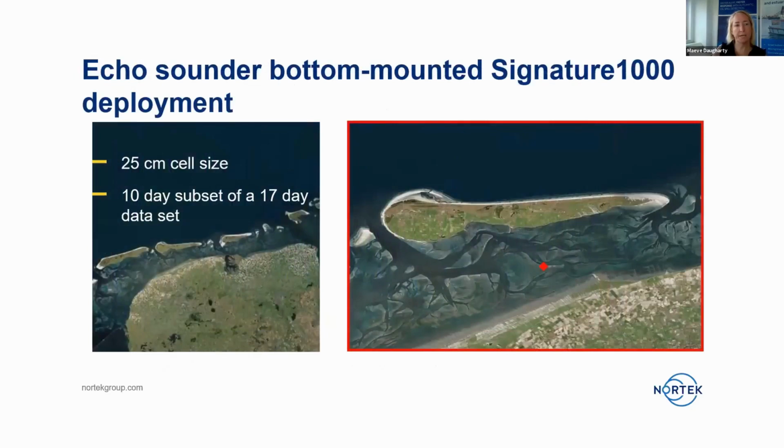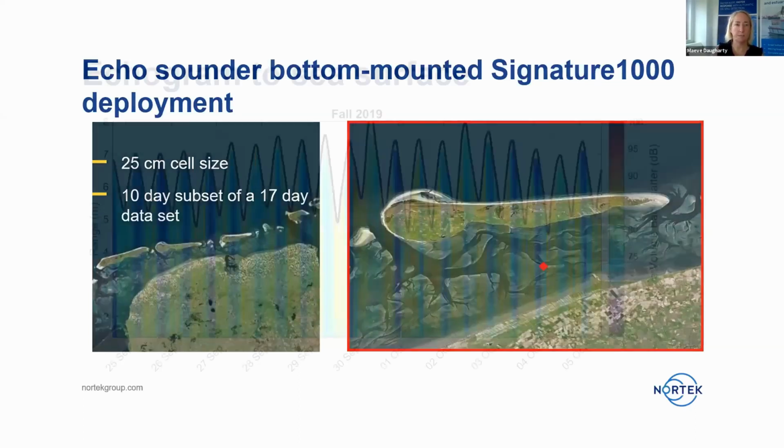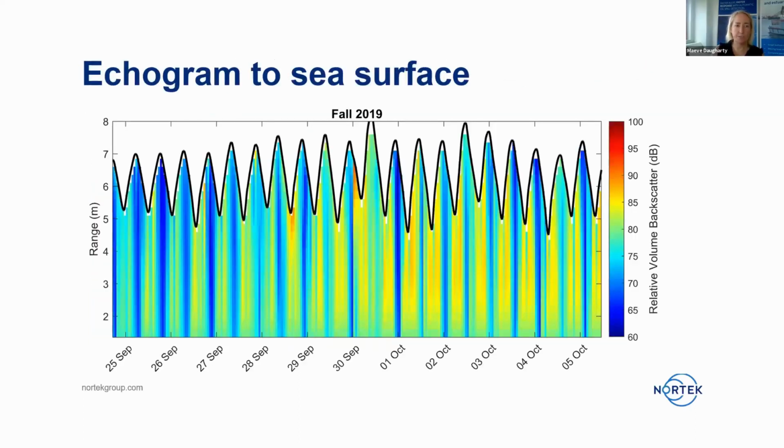So next we'll look at data from the bottom mounted deployment, where the cell sizes were 25 centimeters, a little bit bigger, and we'll see a 10-day subset. So this is the echogram. We've got range on the vertical, and this starts at about 1.5 meters. This bottom 1.5 meters is clipped out because this is where the instrument sits and its blanking distance. Then on the horizontal, we have time, and in the color bar, we have relative volume backscatter. So we'll be coming back to this image.